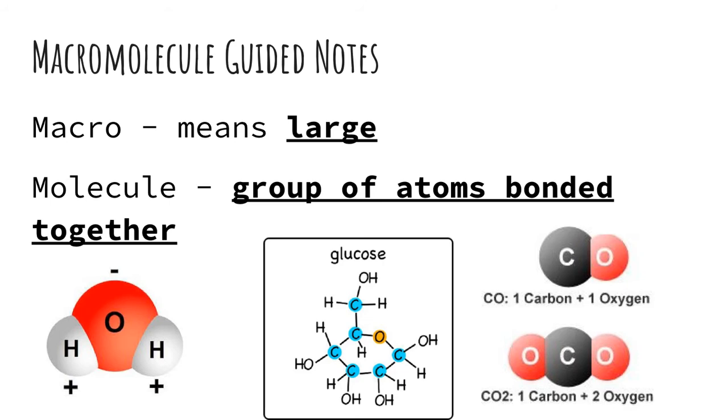So first, let's dive into what is a macromolecule. Well, in biology, we're going to learn a lot of new words and a lot of new terms, so it's really important that we recognize word parts. The first word part I want to talk about in this video is the word macro. You should know that macro means large, as in macroeconomics. A molecule is a group of atoms that are bonded together, like these molecules below: water, glucose, carbon monoxide, and carbon dioxide. So together, macromolecule means a large group of atoms bonded together. And that's exactly what a macromolecule or biomolecule or organic compound is.